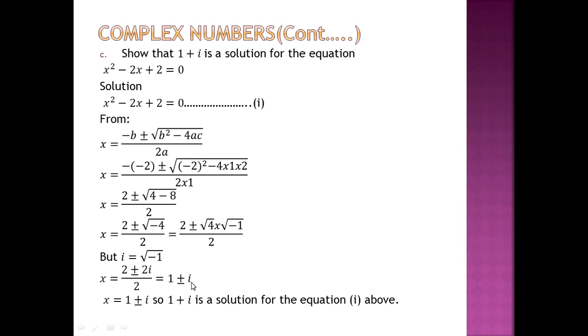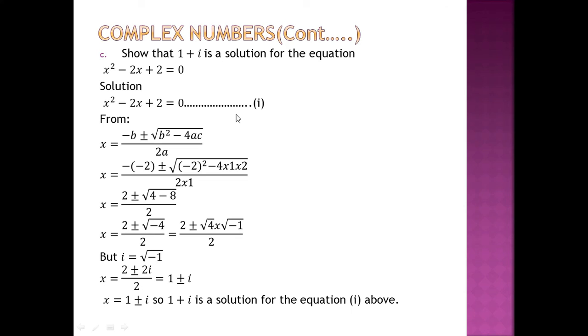We were asked to show that 1 plus i is one of the solutions for this equation. Now we see that x is equal to 1 plus or minus i. So 1 plus i is one among the solutions for equation 1 above. So it's shown. That's the introduction of complex numbers.